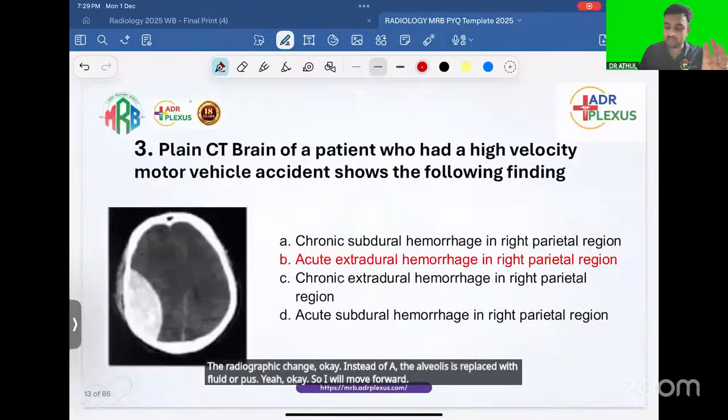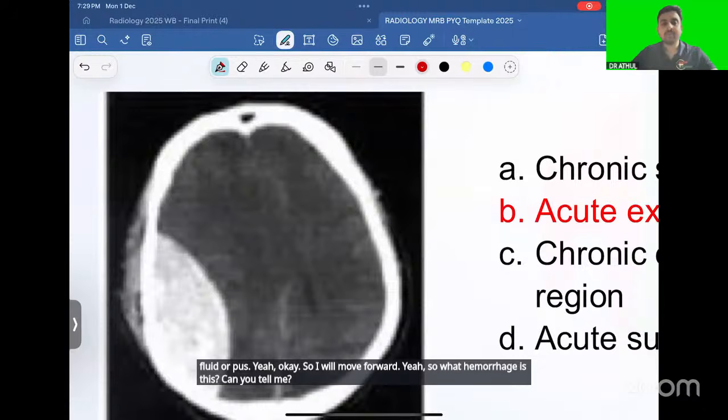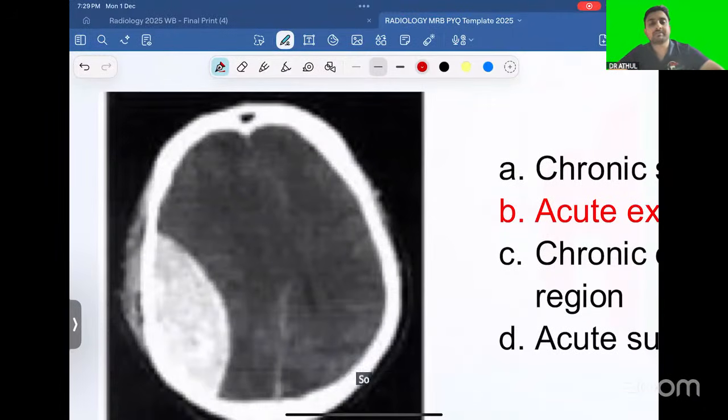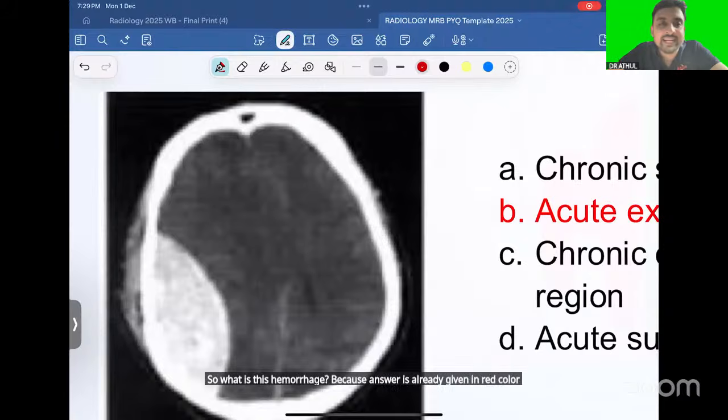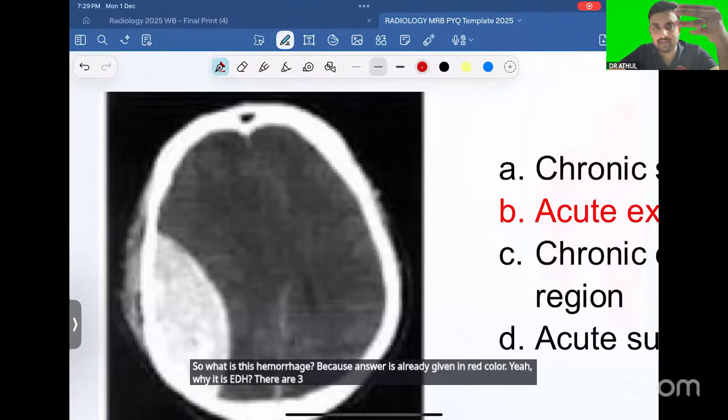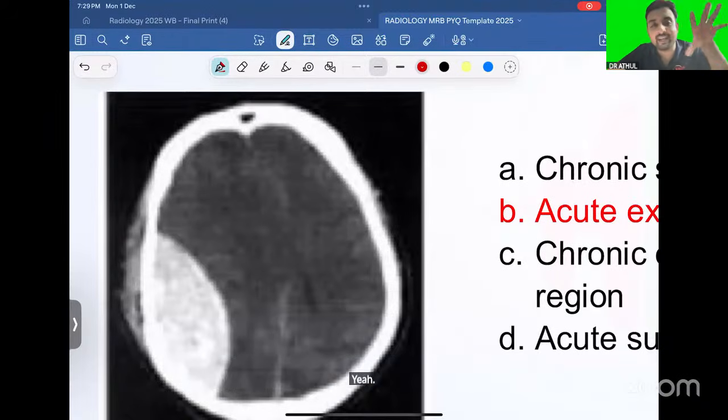So what hemorrhage is this? Can you tell me? The answer is already given in red color. Why is it EDH? There are three types of hemorrhages in the brain, right? Extradural, subdural, and subarachnoid. You are very sophisticated, guys. You are telling biconvex. Very good.